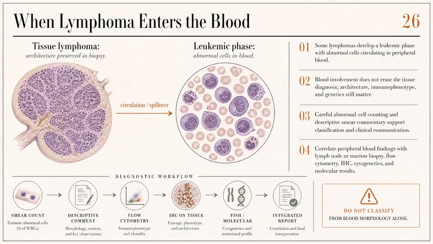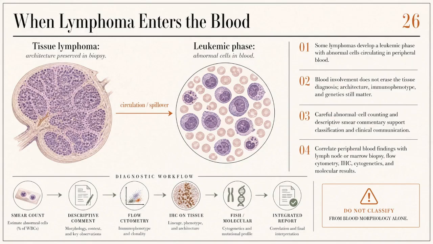The flowchart presented on this slide encapsulates a systematic diagnostic approach, starting with morphological assessment, advancing through immunophenotypic characterization, and integrating clinical data to reach a definitive diagnosis. This integrated strategy helps avoid common pitfalls, such as misclassifying reactive lymphocytosis as lymphoma or overlooking subtle leukemic involvement. It also ensures that clinicians receive comprehensive, accurate reports that guide appropriate therapeutic decisions.